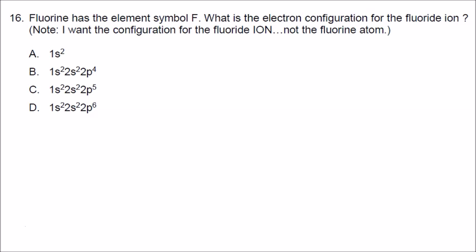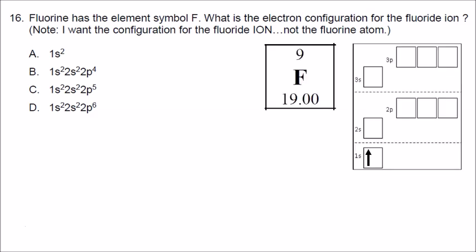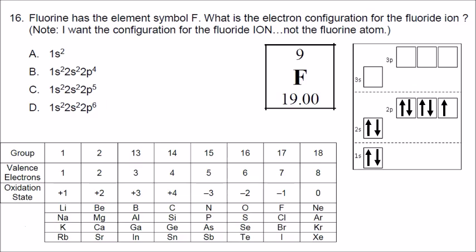Number 16, we're not talking about fluorine, which has 9 electrons. 1, 2, 3, 4, 5, 6, 7, 8, 9. 1s2, 2s2, 2p5. We're talking about the electron configuration of the fluoride ion. Now, since fluorine would normally gain 1 electron and have a -1 charge, to fill out the outer shell, we have to add 1 more arrow to the diagram. So the correct configuration is 1s2, 2s2, 2p6, which is the same as the noble gas neon.